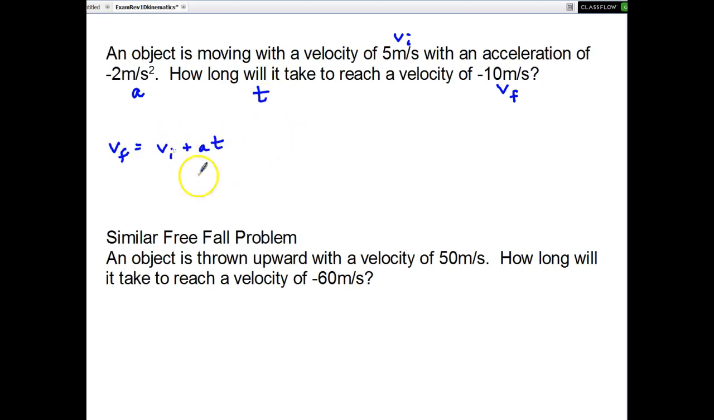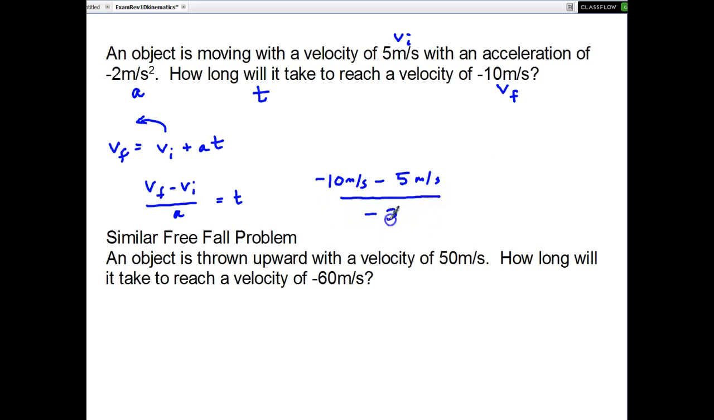And if I want to solve for t, I'm going to move the vi to the other side and divide everything by acceleration. So that says vf minus vi divided by acceleration equals time. So the final velocity is negative 10 meters per second minus the initial velocity, 5 meters per second, divided by the acceleration, which is negative 2 meters per second squared. Negative 10 minus 5 is a negative 15 over a negative 2, which is a positive 7.5 seconds. Just FYI, if you ever solve for time and it comes out negative, you've made a mistake.